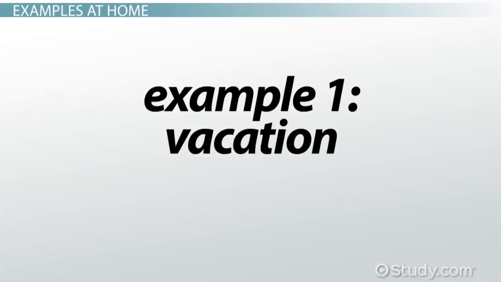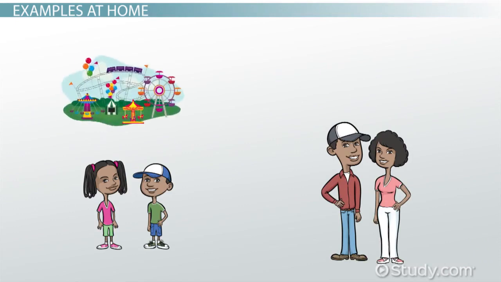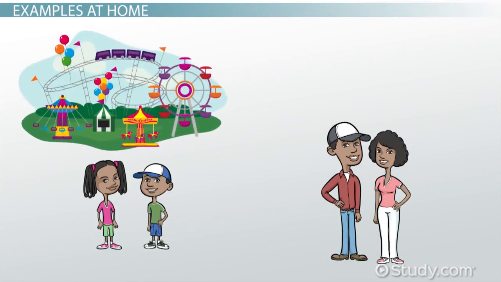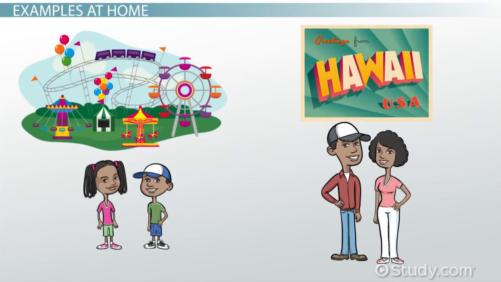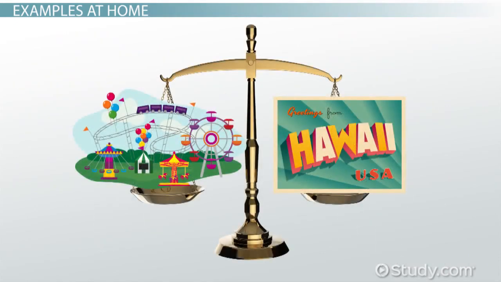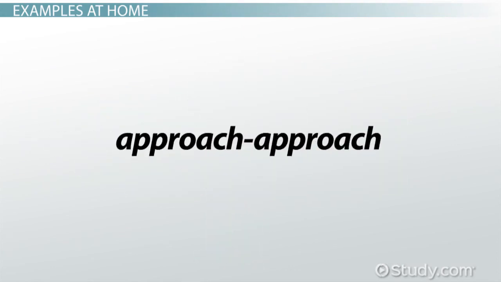Example 1. Vacation. It's time to plan your family vacation for the year. Not shockingly, the kids are leaning towards the Disney World vacation. You and your spouse are leaning towards a tropical beach vacation in Hawaii. Each option has advantages and disadvantages. It's your job as a parent to make the decision. This falls under approach-approach conflict because you have to decide between two pretty appealing destinations.